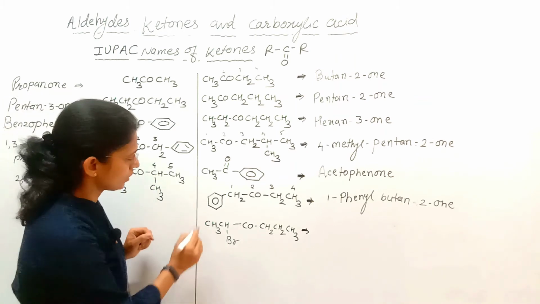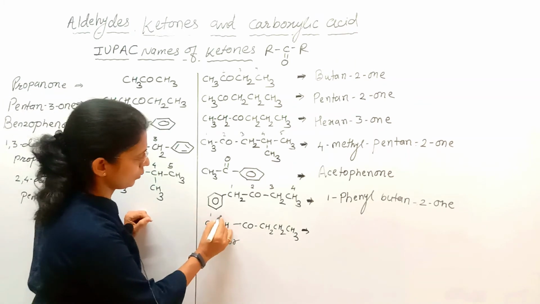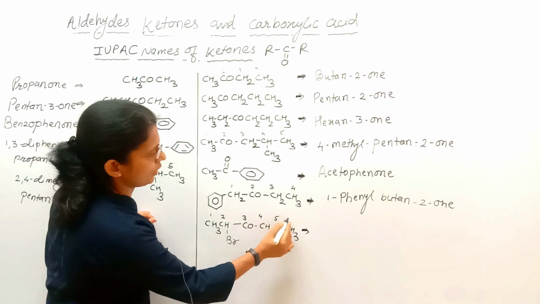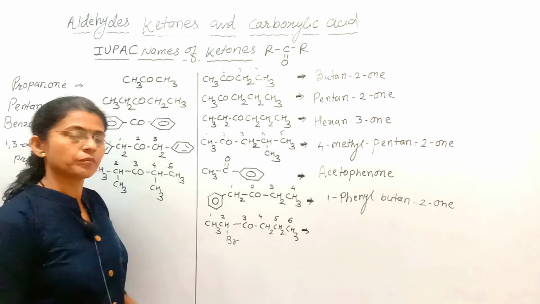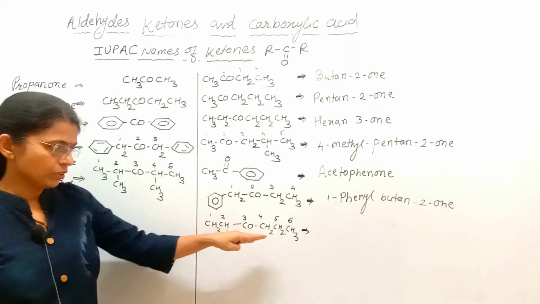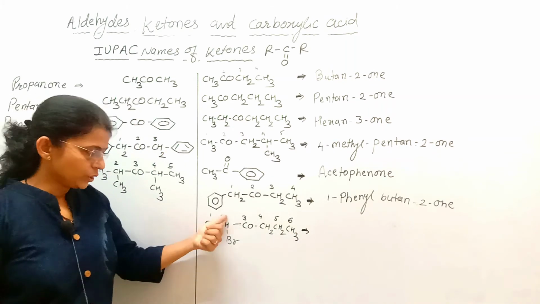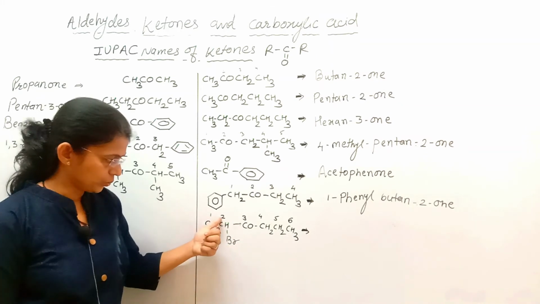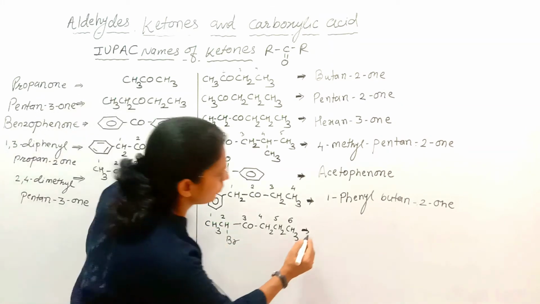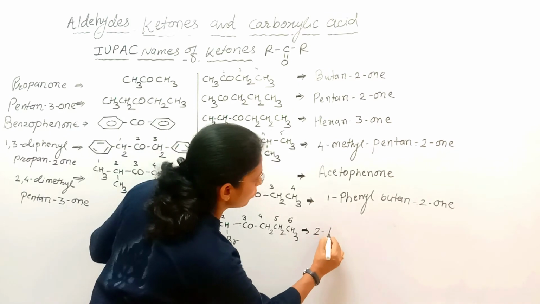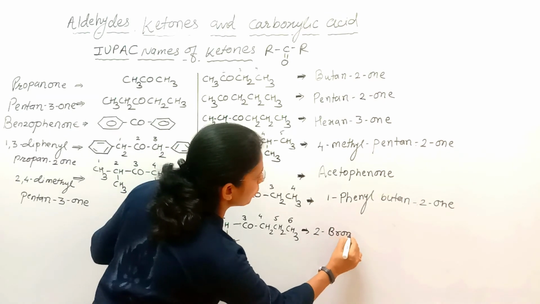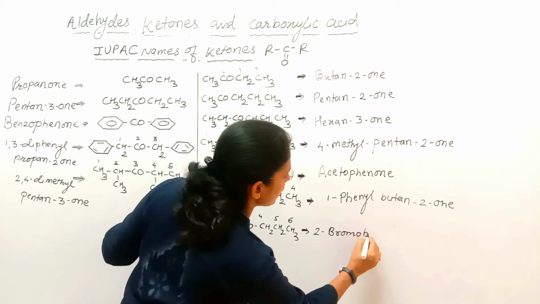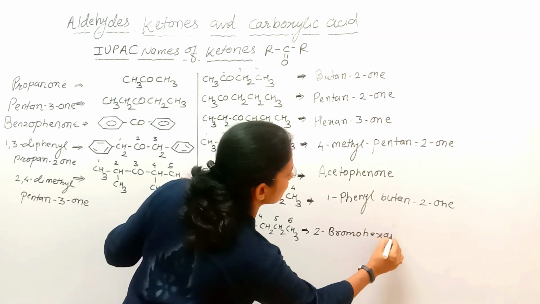So number it 1, 2, 3, 4, 5 and 6. Okay. Total carbon 6. At 2 position the substituent is Br. 2-bromo. Locant 2 bromo. Total carbon 6, so hexane.